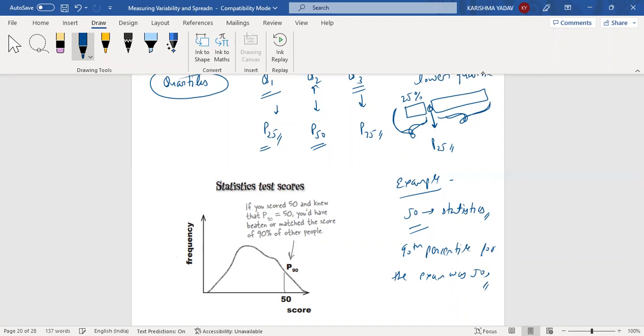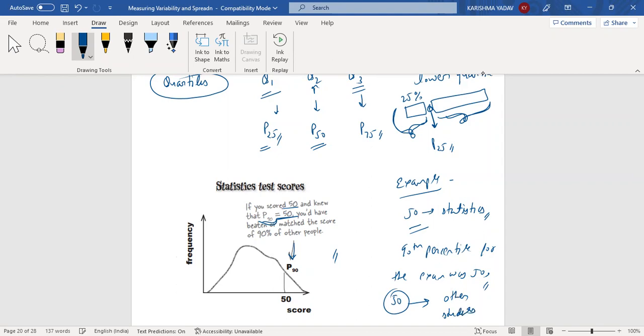So this is the test score for all the people, and if you scored 50 and knew that the 90th percentile for the exam was 50, this is P90 equals 50, you would have beaten or matched the score of 90% of the other people. But if I only tell you that you got 50 marks in your statistics test, then you don't know what it actually means, whether I have performed better in the exam or not, in comparison to the other students.